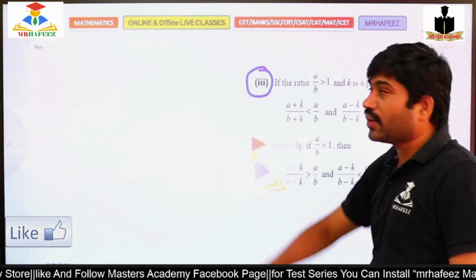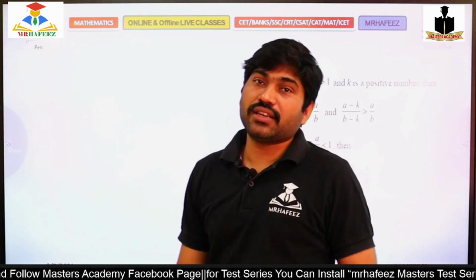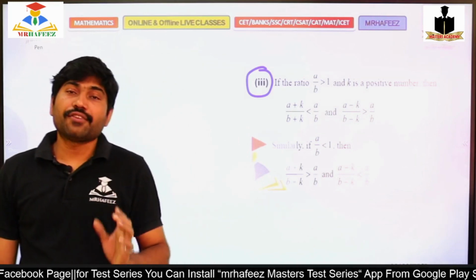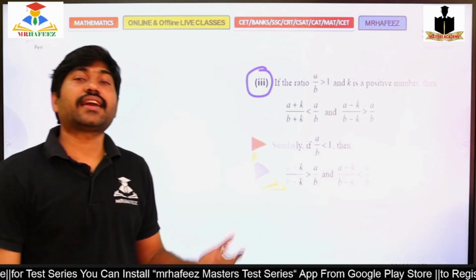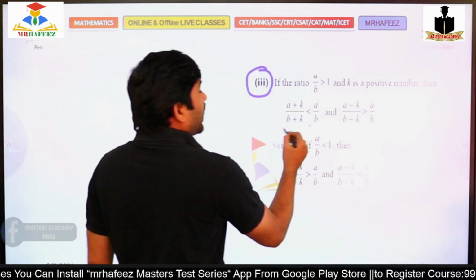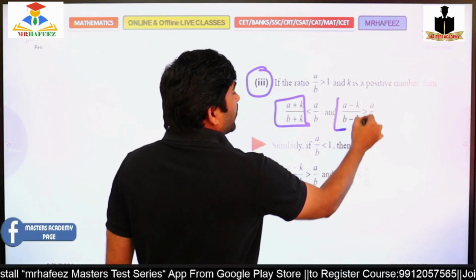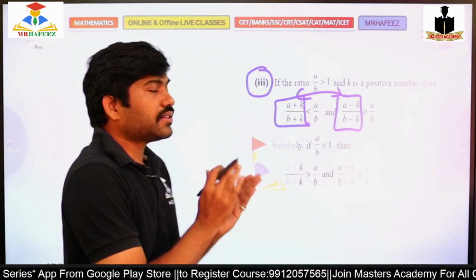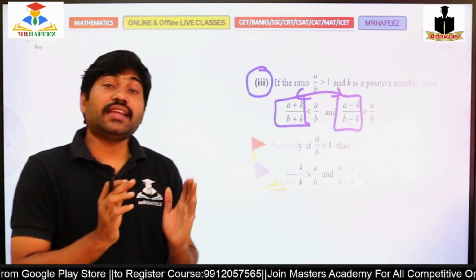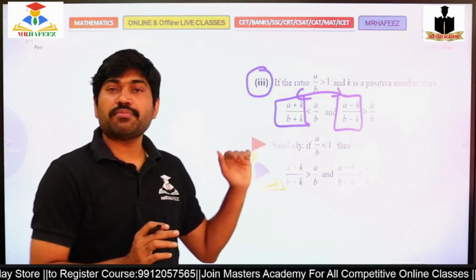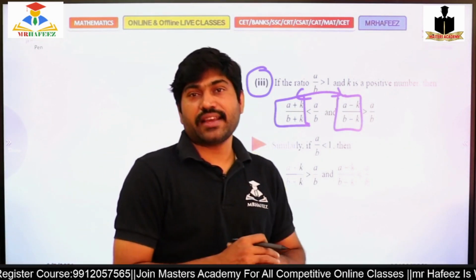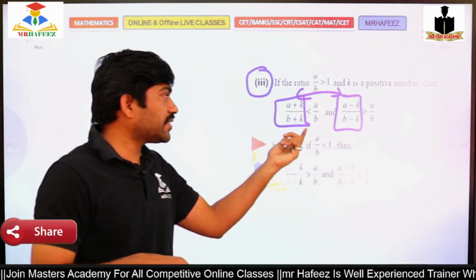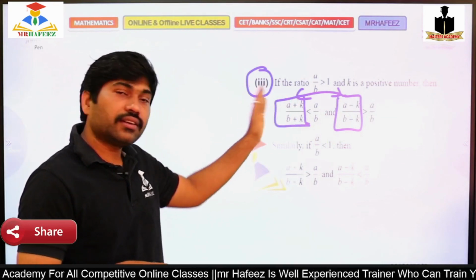The third one is, if A is greater than B, that means if the numerator is greater than the denominator, if the first quantity is greater than the second quantity, then A plus K and A minus K, how is the relation? It lies between A plus K by B plus K and A minus K by B minus K, and in this the maximum value will be A minus K by B minus K. So that will lie in the middle.